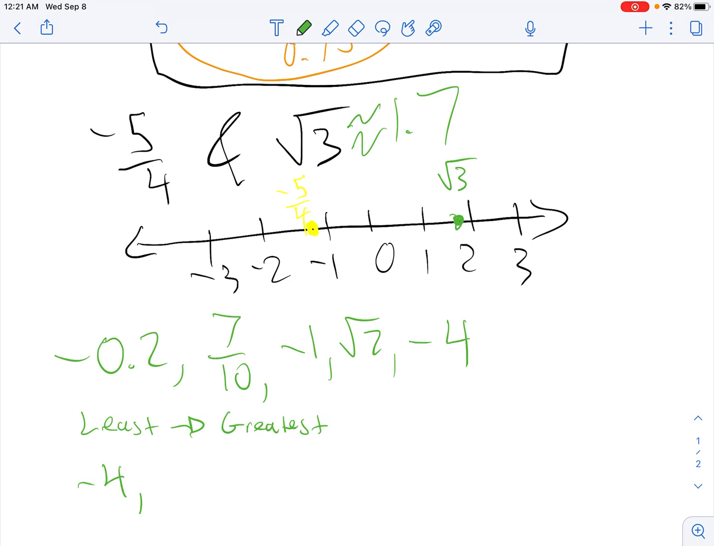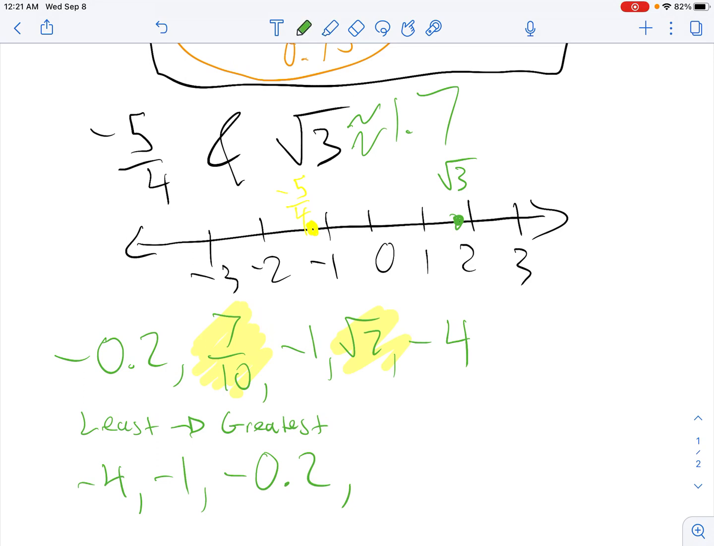And now I have to decide, is -1 smaller or is -0.2 smaller? So I want you to think about, what is the distance from 0? Which one is further away from 0? And in this case, -1 is further away from 0, so I know that it's going to be smaller. Now all that I'm left with, I've got 2 left. I've got 7/10 and I've got the square root of 2. So I've got to figure out, is the square root of 2 more or less than 7/10?